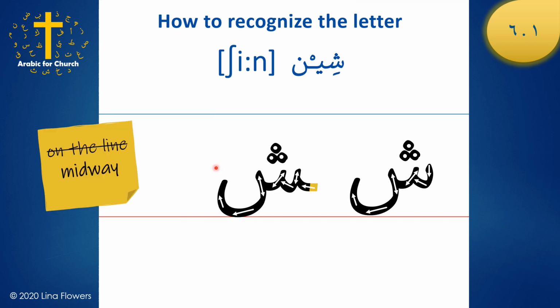And Sheen connects exactly like Sin, but you have to make sure that the three dots are on top of the first part of the letter, whether it's isolated or connected. You have to make sure that the dots are on top of the fork side of the letter.